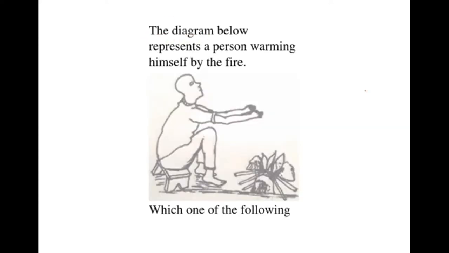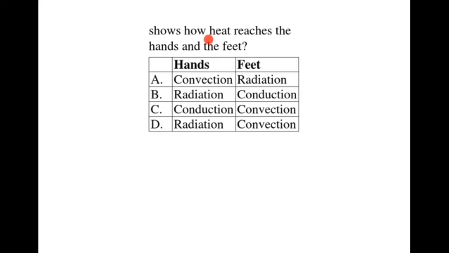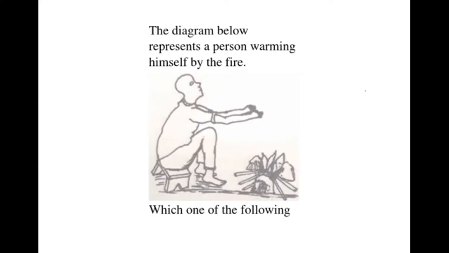The diagram below represents a person warming himself by the fire. So you have the person, we have the fire there. Which one of the following shows how heat reaches the hands and the feet? Going back to the diagram, we have heat, and then this heat has to be transferred to the hands and also to the feet.